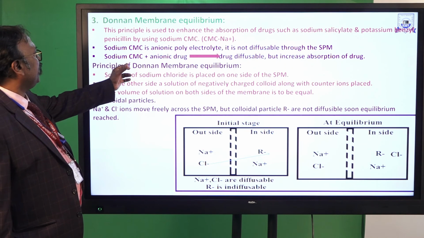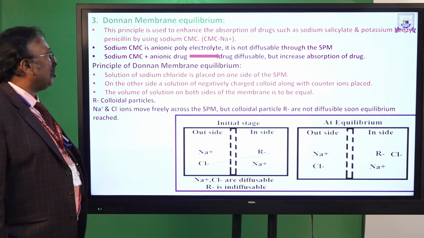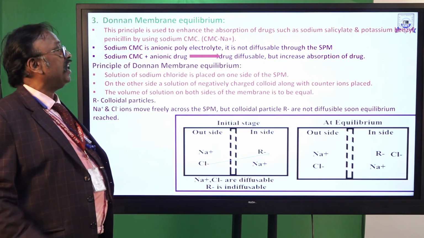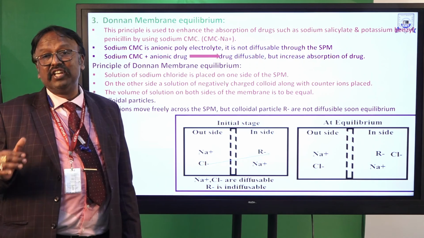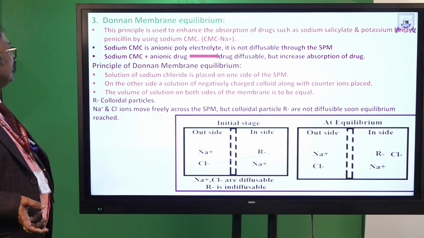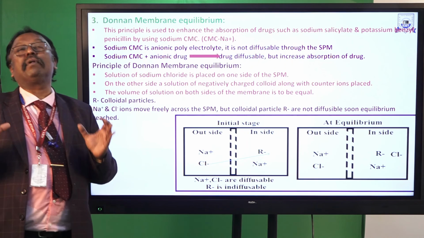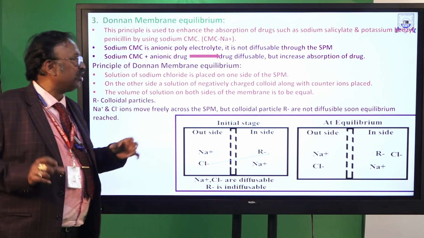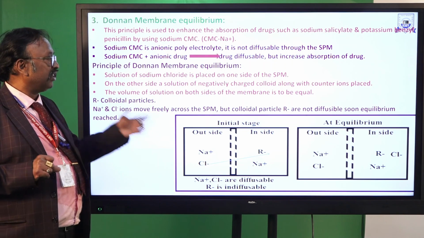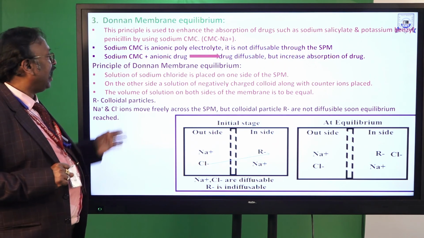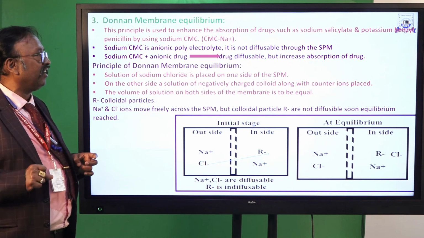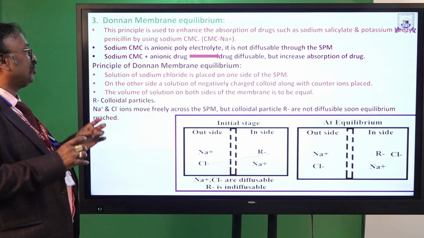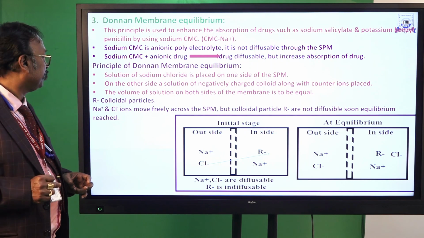When sodium CMC is mixed with an anionic drug, it may make the drug diffusible and increase the absorption of the drug. What is the main principle of Donnan membrane equilibrium? A solution of sodium chloride is placed on one side of the semi-permeable membrane, and on the other side a negatively charged colloid along with counter ions is placed. The volume of solution on both sides of the membrane is equal.